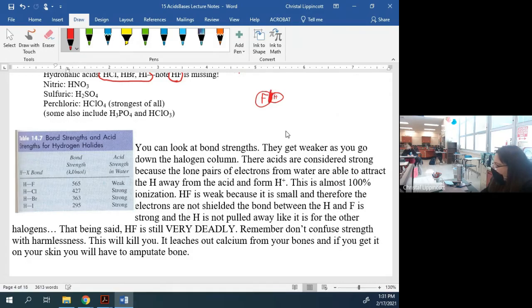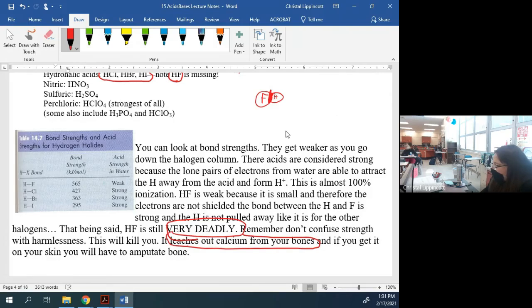But it is very deadly, very deadly. Like, we don't have this stuff here. No way in the world. I don't even know if we could order it. Not that I would want to. But it will literally leach calcium from your bones.